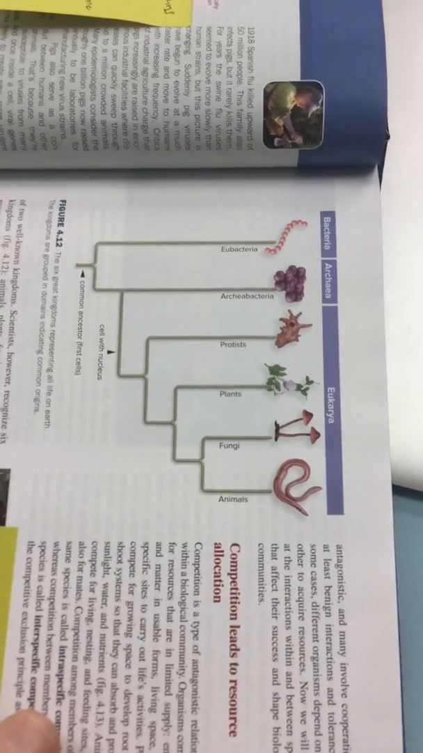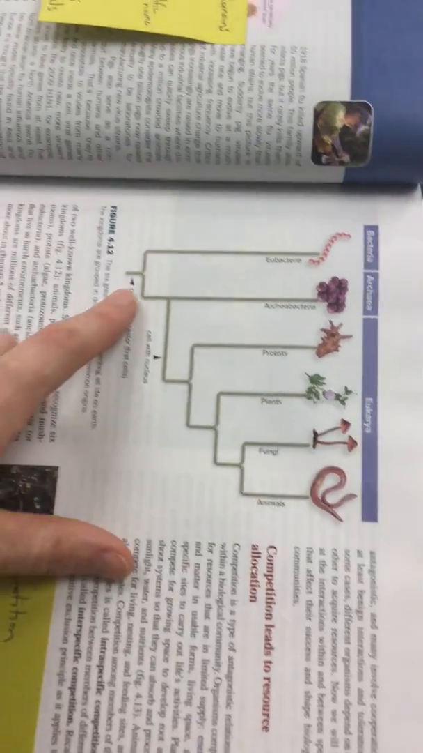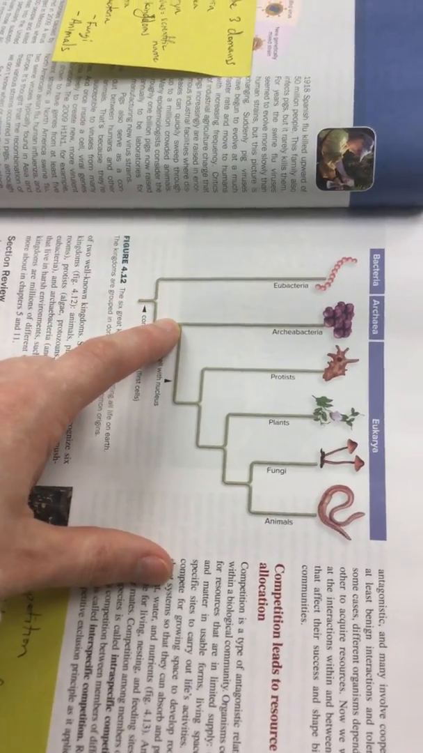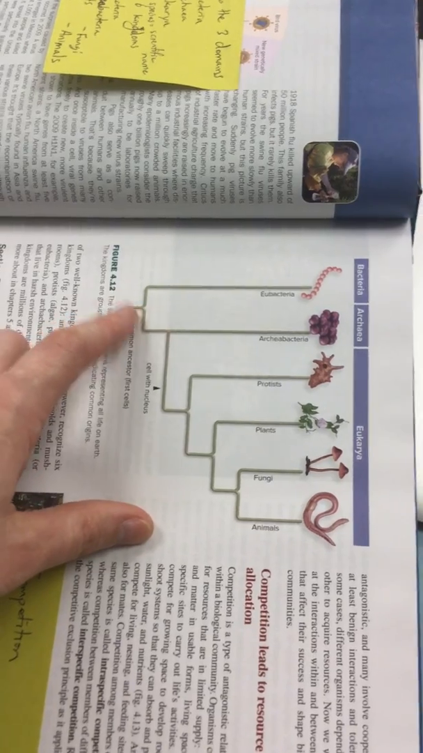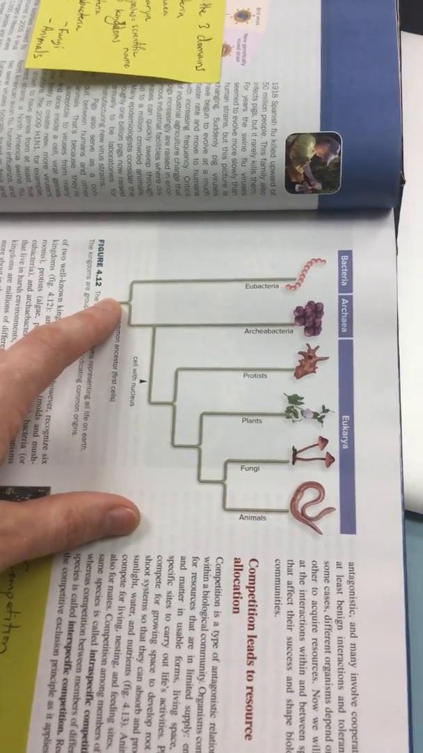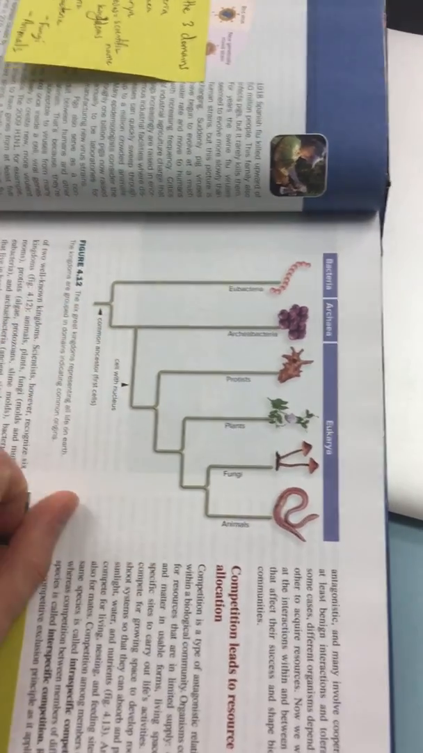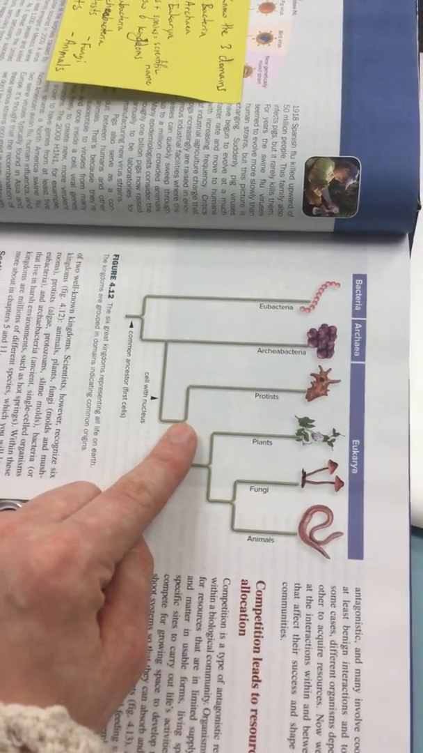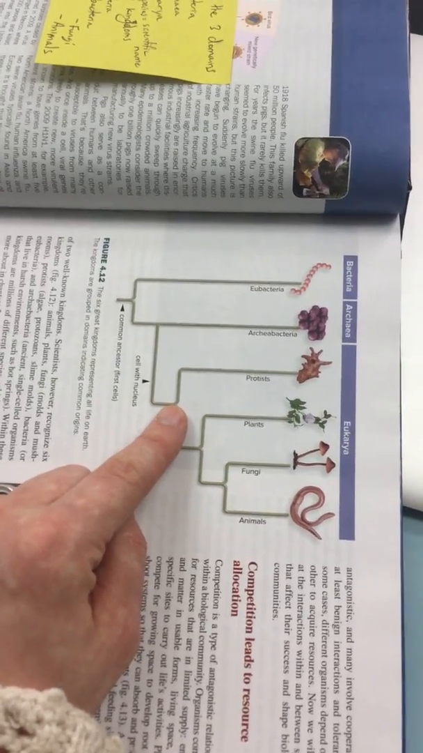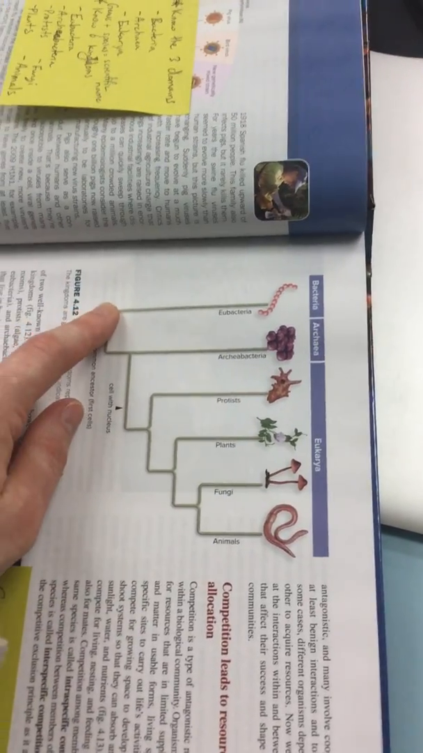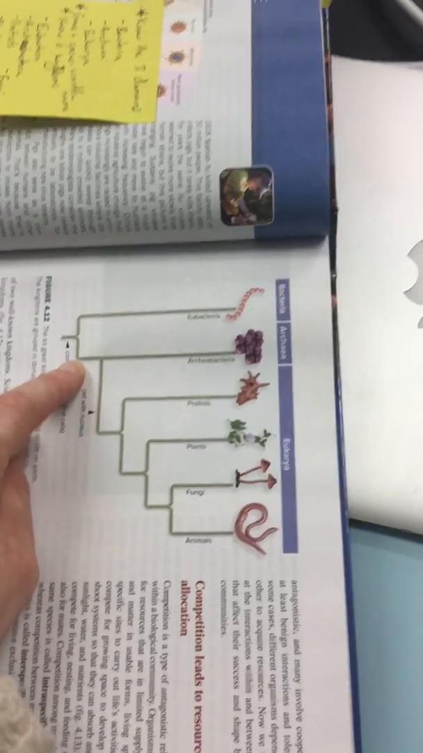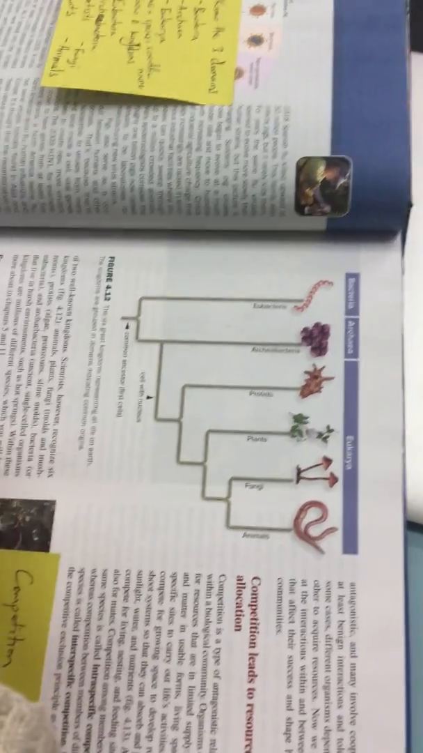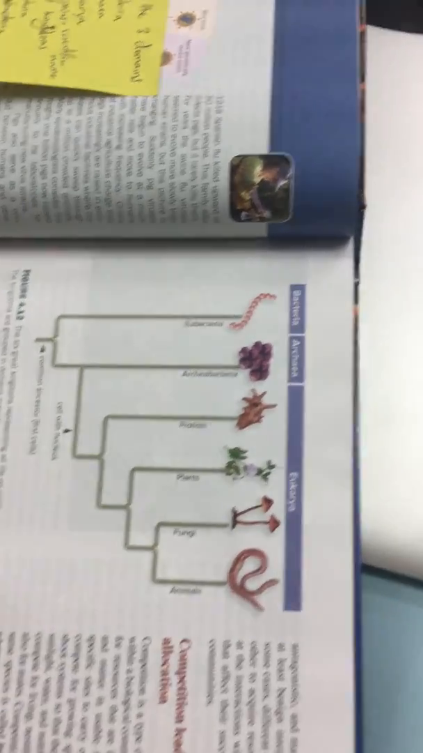Domains bacteria and archaea tend to be thought of as the oldest, because we know that they have the oldest, most recent common ancestor with each other. Everything in domain eukarya is going to be a eukaryote, so that means they have a nucleus and membrane-bound organelles. Everything in kingdom eubacteria and archaeobacteria does not have those, so they're prokaryotes. That's one of the big differences between the domains.